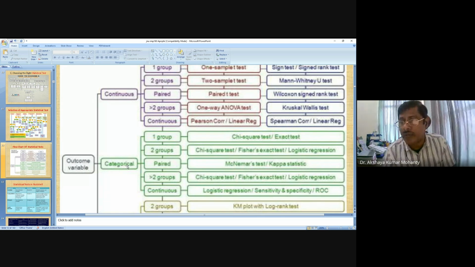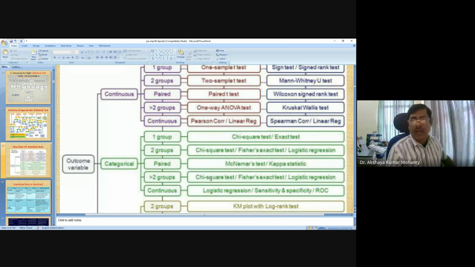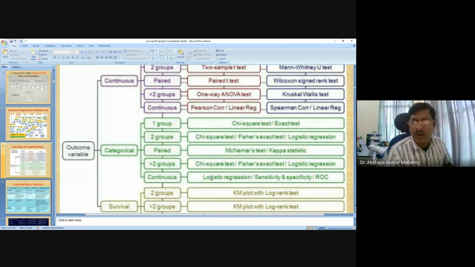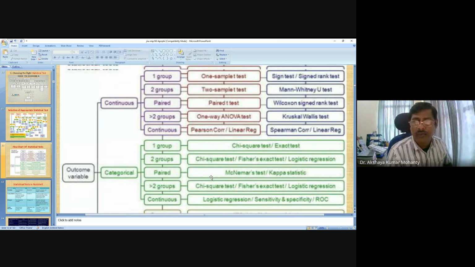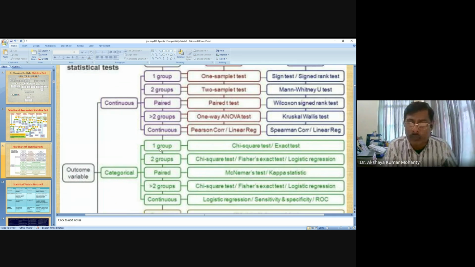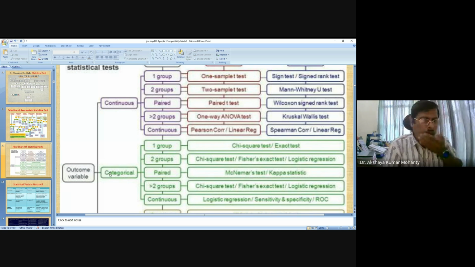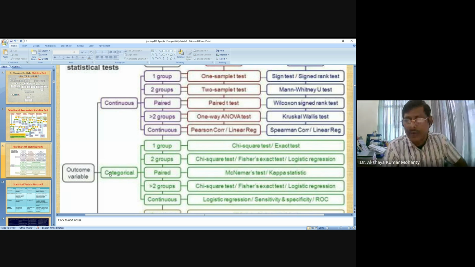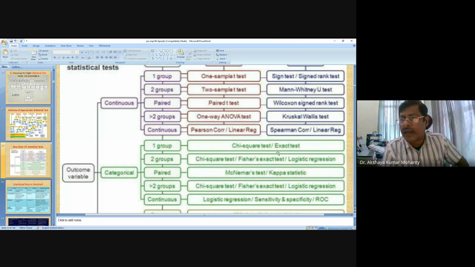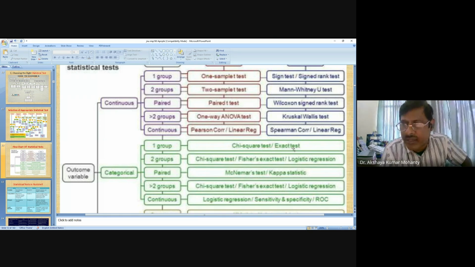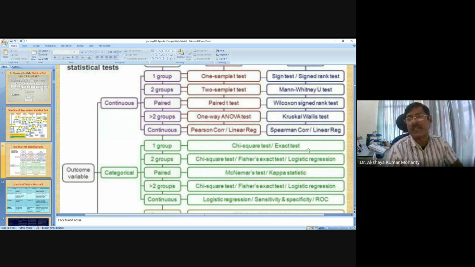So now, if it is categorical form, an interesting thing comes up. If it is one group with categorical outcome and the exposure group is one group, I am using the chi-square test or exact test. Exact means Fisher's exact test. It is called Fisher's exact test.